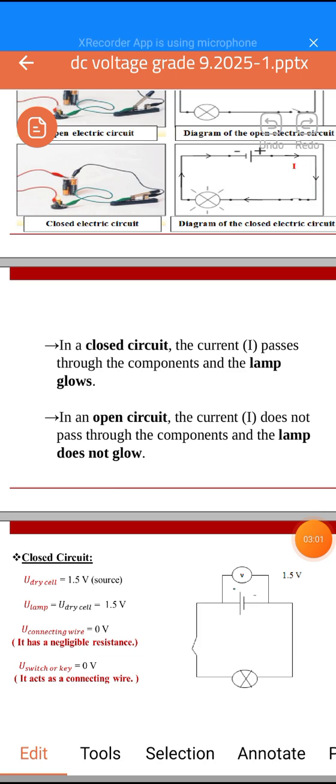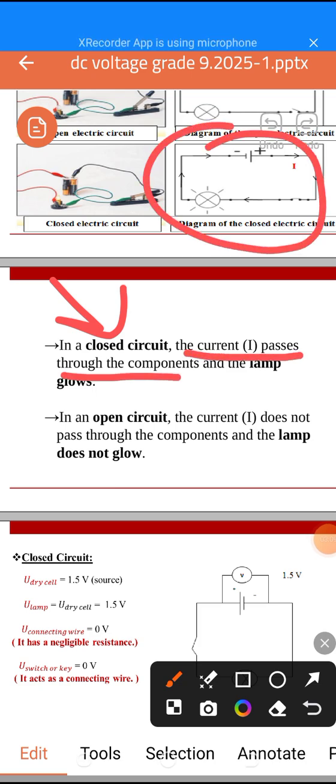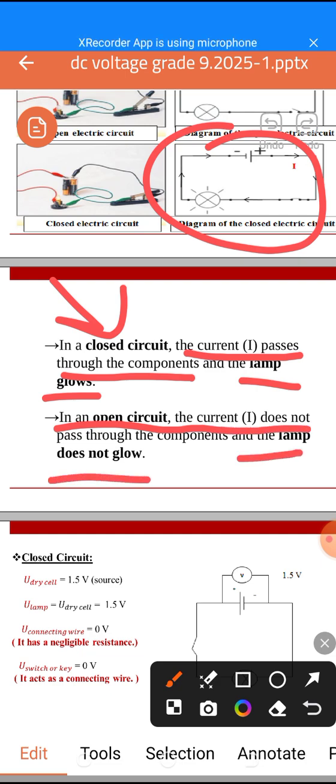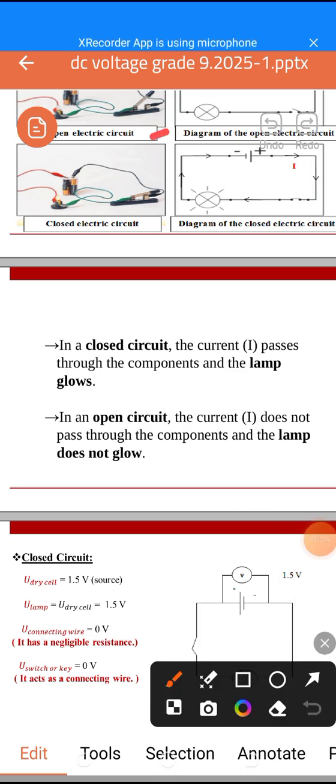Now, so what happens in a closed circuit? In a closed circuit like this one, the current I passes through the components, it can move in the circuit and the lamp glows. While in the open circuit, the current I does not pass through the components and the lamp doesn't glow. So as we can see in the open circuit above, the lamp doesn't glow because the current cannot move in the circuit, while in the closed circuit, the current moved and the lamp glows.